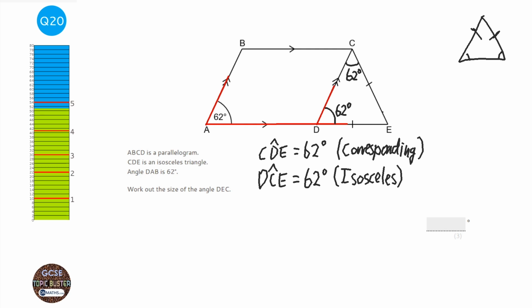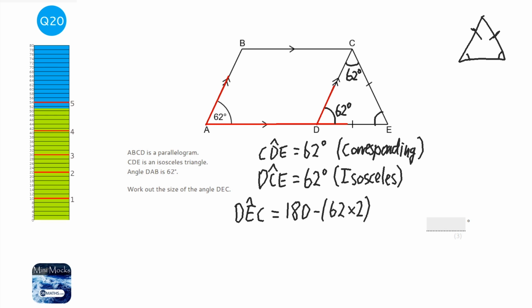So to work out angle DEC, that's what it says in the question. So angle DEC is going to be 180 take away 62 times 2. And the reason for that is angles in a triangle add up to 180 degrees.